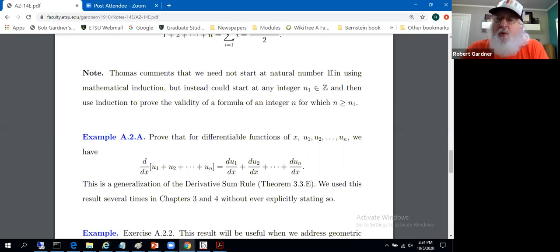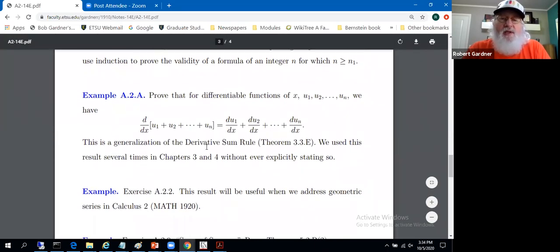You don't have to start at 1. You could start at any integer and follow the same procedure. And then you would establish the formula for any integer greater than or equal to that place where you started. Well, what we'll do, we'll start with 1 in all of these examples.